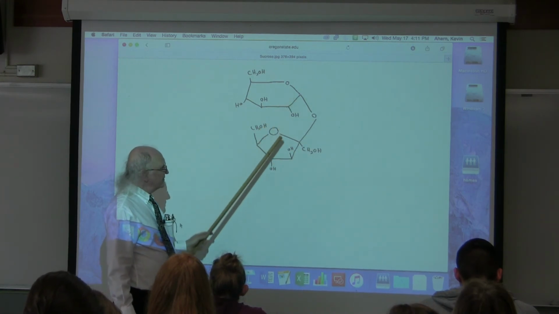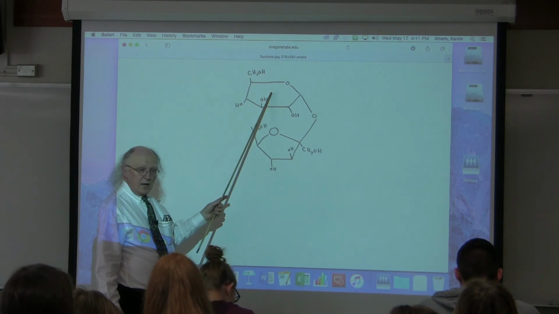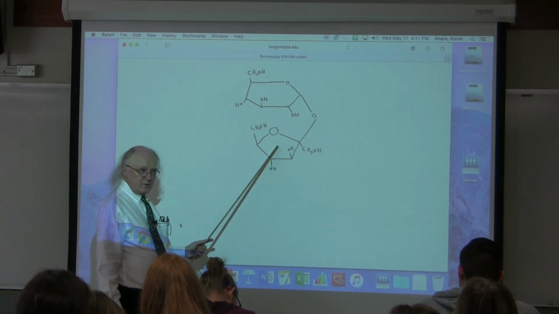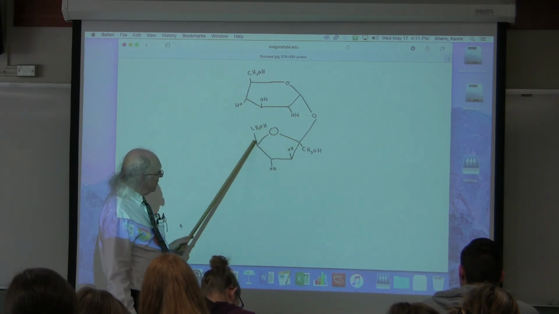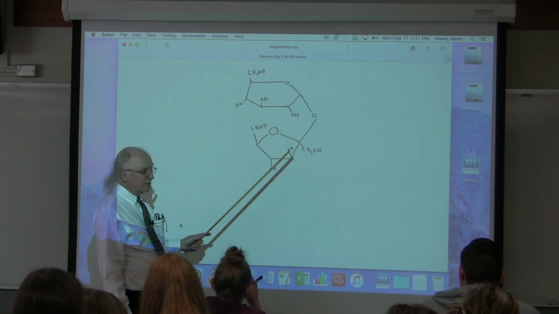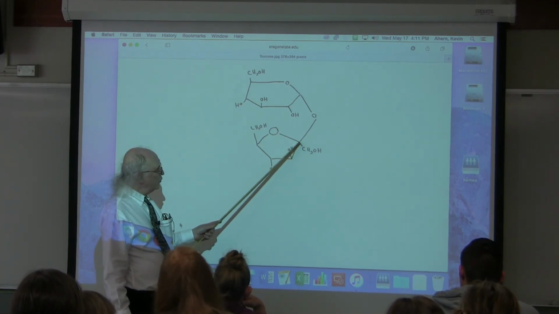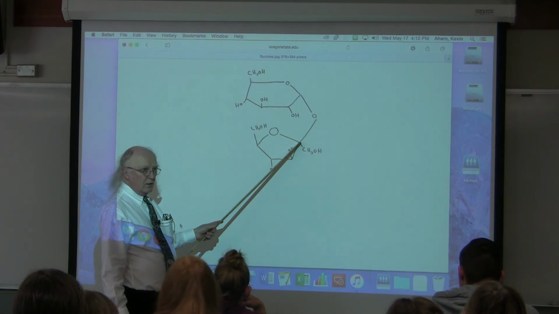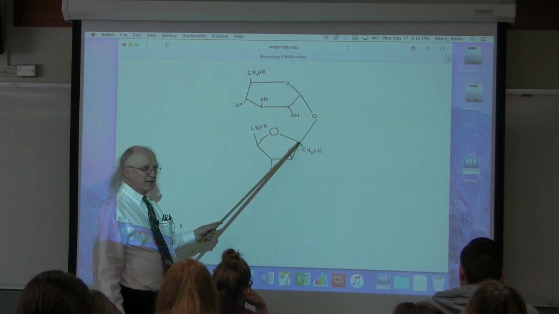What we're looking at on the screen is the structure of sucrose. Sucrose contains a glucose, and it contains a fructose. Notice the structure of the fructose. It's a 5-membered ring, oxygen here. Carbon number 2 is right here. Now notice the oxygen is bound to carbon number 2, not to carbon number 1. Does anybody know why?